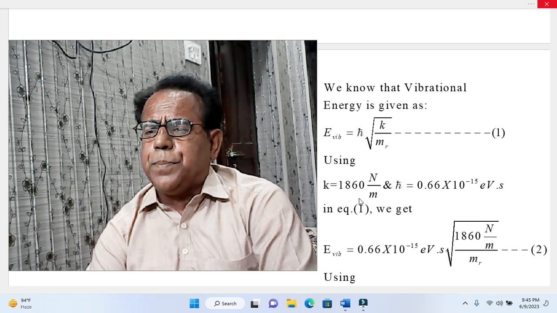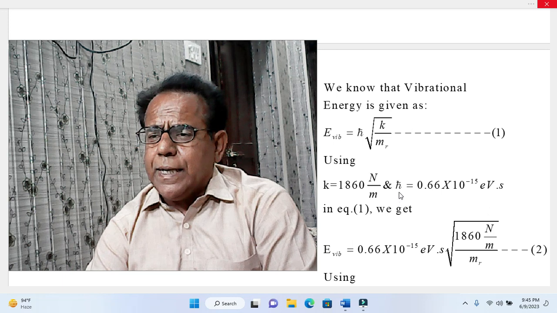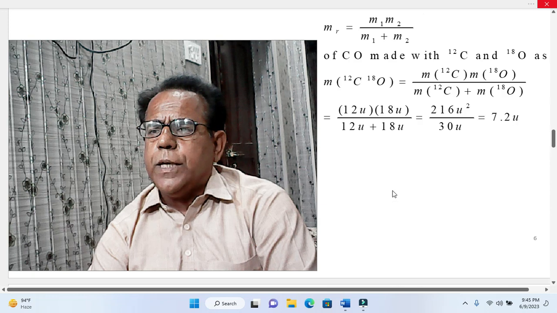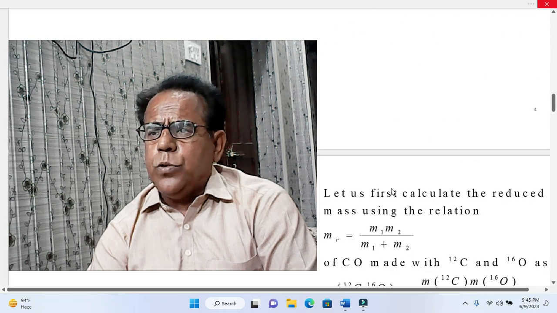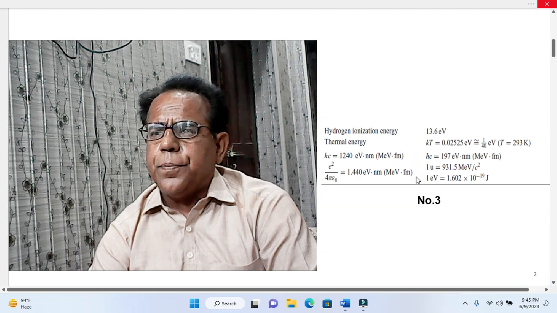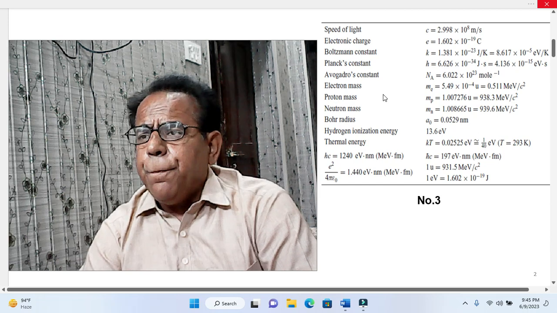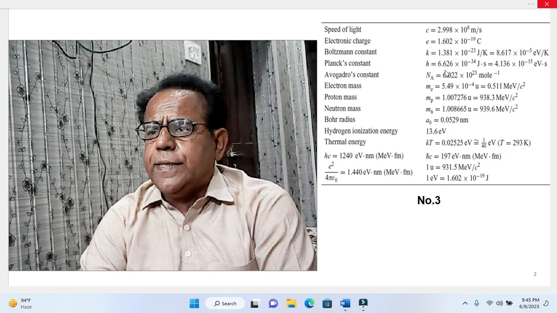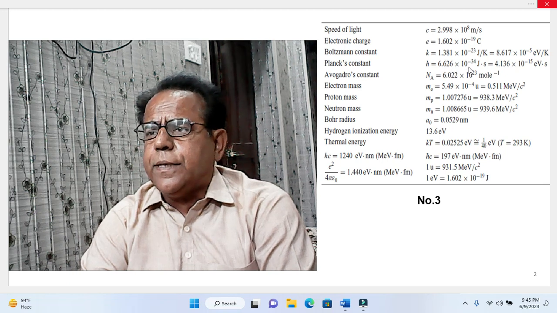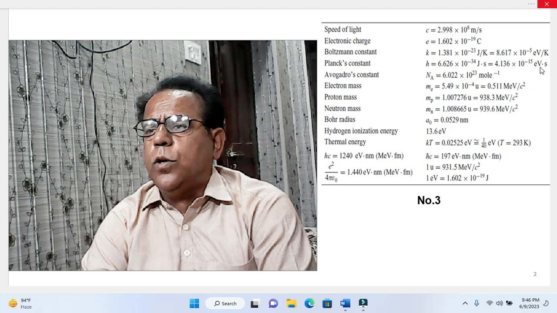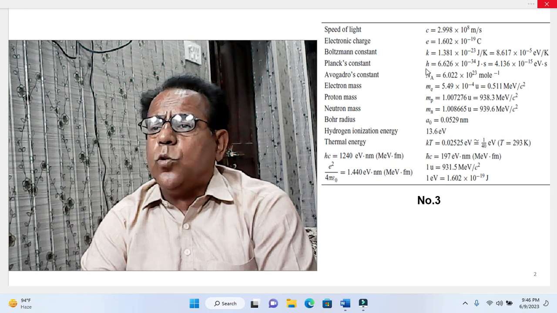Dear students, in order to ensure that we have taken the correct value of h cut, we move to the helping tool. This is the helping tool. Here, dear students, h is given as 6.626 into 10 raised to the power minus 34 joule second, which is alternatively equal to 4.136 into 10 to power minus 15 electron volt second. This is the value of Planck's constant h.